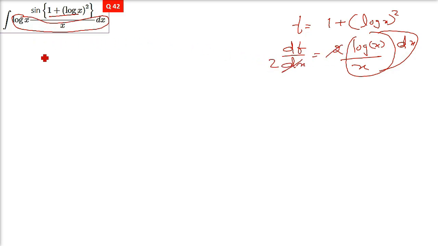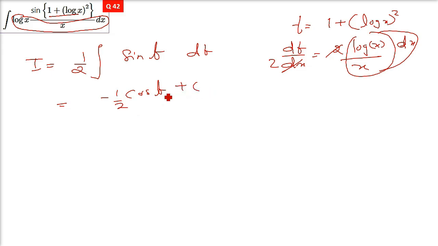So when we have this dt by 2, integration will be half, you can take it outside, and dt. This will become integration of dt, half outside, sine of 1 plus log x whole square. So sine t it is. Integration of sine t you already know. It's negative cos t, half is already there, plus constant of integration. t is 1 plus log x whole square. Now replace this t by 1 plus log x whole square. So this is negative half cos of 1 plus log x whole square plus constant of integration.